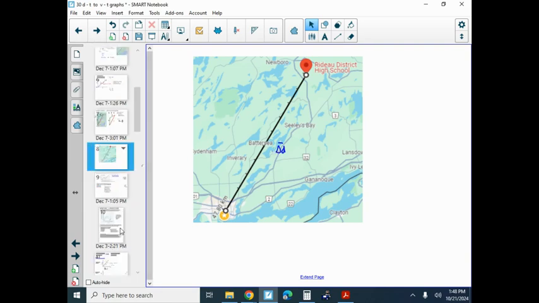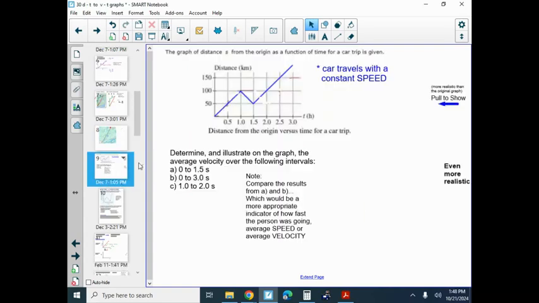All right, so moving on from that a little bit, just some more examples to go through here. Determine and illustrate on the graph the average velocity over the following intervals: from 0 to 1.5, and then from 0 to 3, and from 1 to 2. So let's do red, so 0 to 1.5. Average velocity is just displacement over time, right? So overall displacement ends up being 50. It went out to 100, but then back. And so this is A.